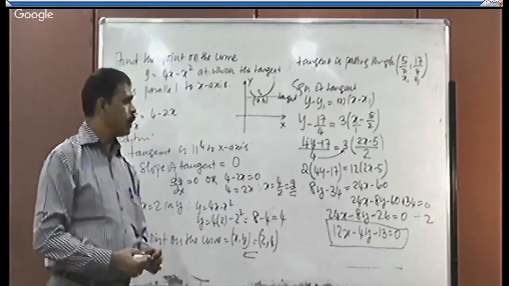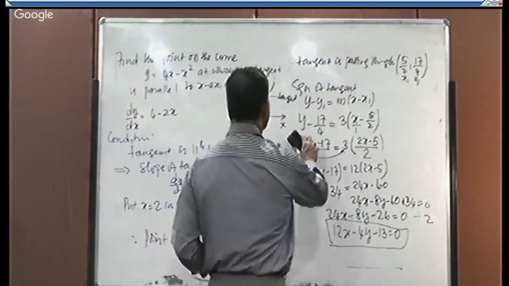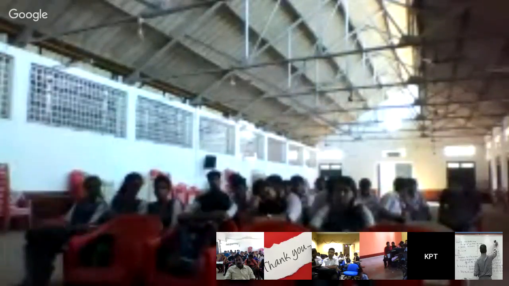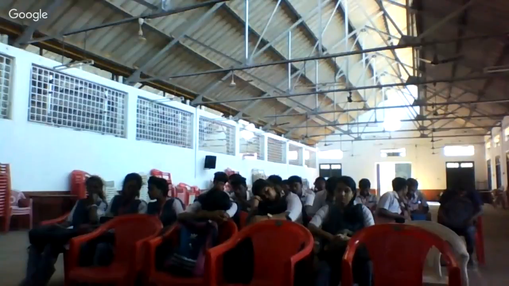Like that, if they give the condition, with that condition, we can find out the point through which the tangent is passing on the curve.